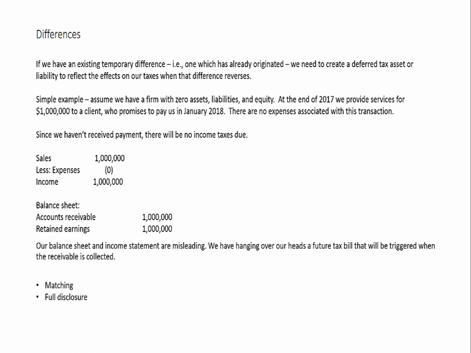Similarly, we're also violating the full disclosure principle. We have hanging over our heads this huge tax liability that's going to be triggered once that cash is collected, and that's not being disclosed anywhere on our balance sheet. Again, the tax isn't owed yet, so it's not a liability yet in the sense of I owe the IRS money, but it's a pending liability. In a sense, it's a contingent liability, contingent upon our being paid the $1 million we're owed.